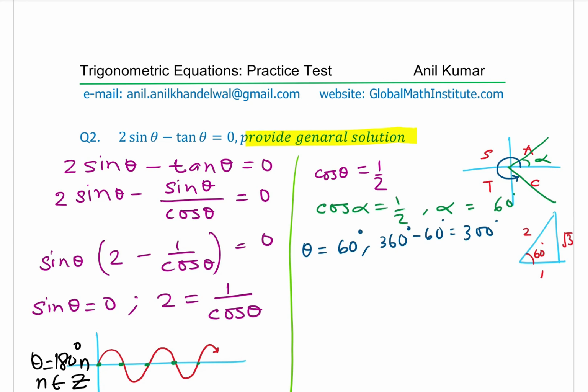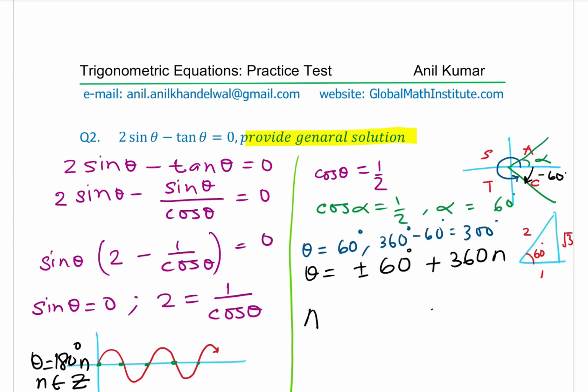So now we can write down the general solution for this. What is the other way of looking at it? You could also see that we could write 60 and minus 60. Do you see that? So we could say that theta is plus minus 60 degrees, and it is repeating after every 360 degrees. So we could add 360n to it. Do you get the idea?